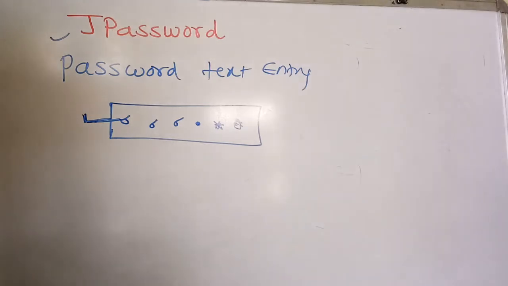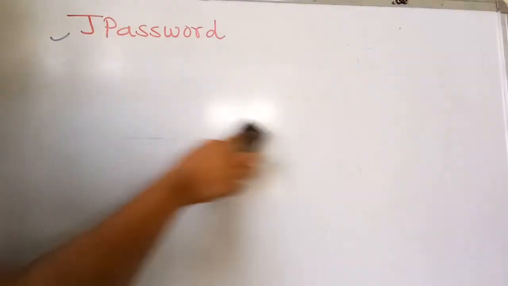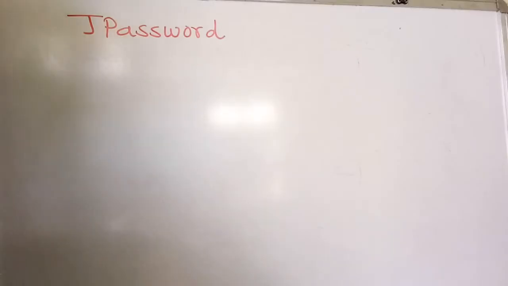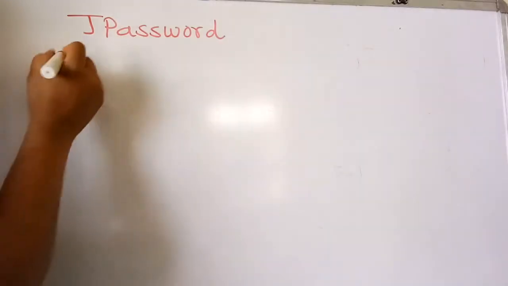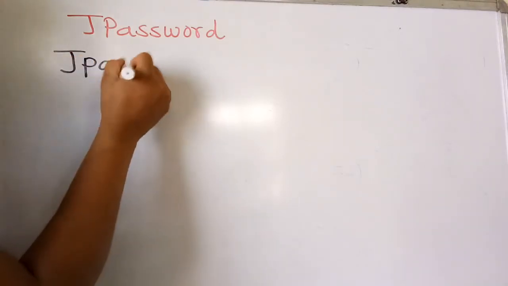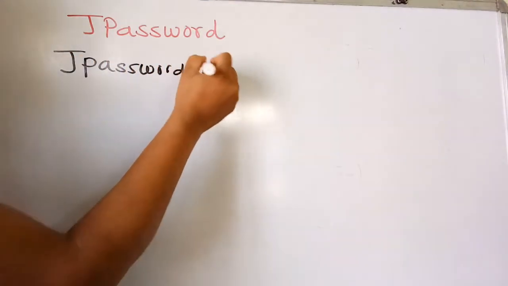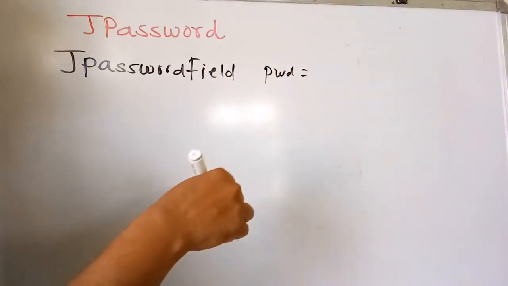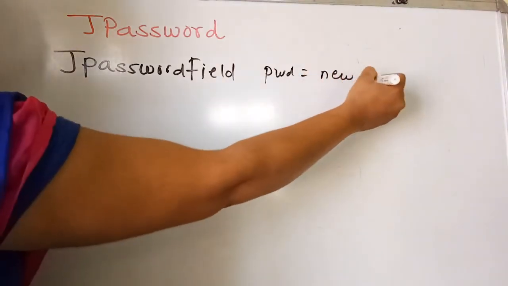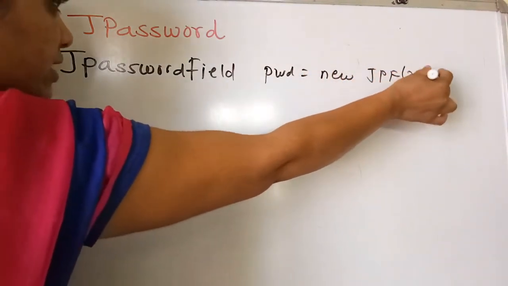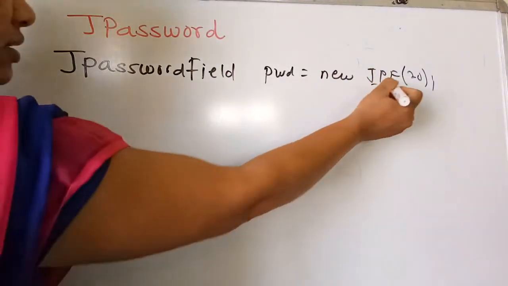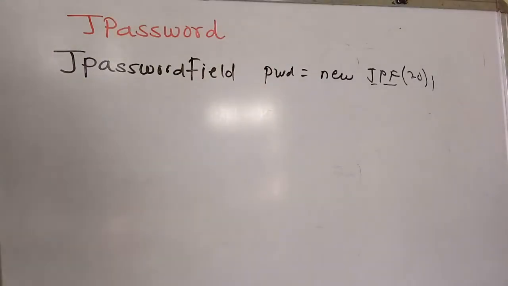So, for creating the password, we have to follow some steps. When we have to create the password field, what is the actual task? First of all, we have to write the class JPasswordField, type any object name, for example password, equals new JPasswordField, and in brackets its size. I'm writing it here as a shortcut, but you have to write it in detail.